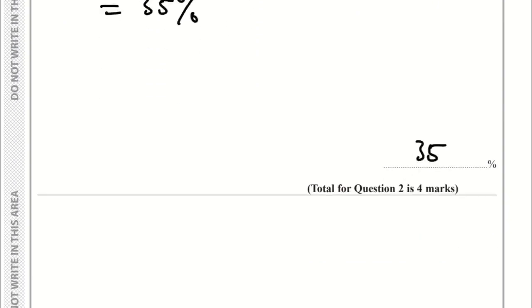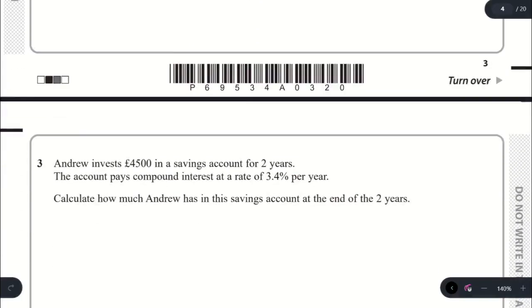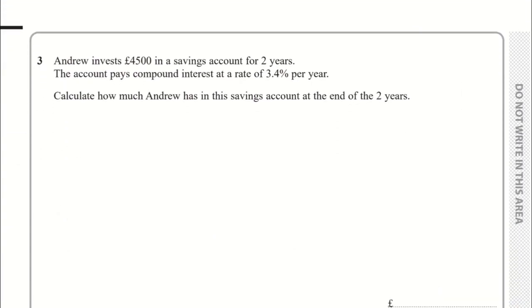Beautiful. Let's go to question number 3. Number 3 says, Andrew invests £4,500 in a savings account for 2 years. The account pays compound interest at the rate of 3.4% per year. Calculate how much Andrew has in this savings account at the end of 2 years.